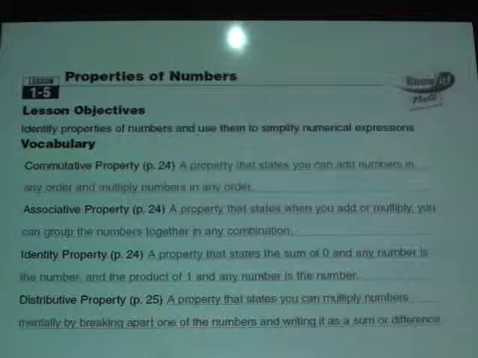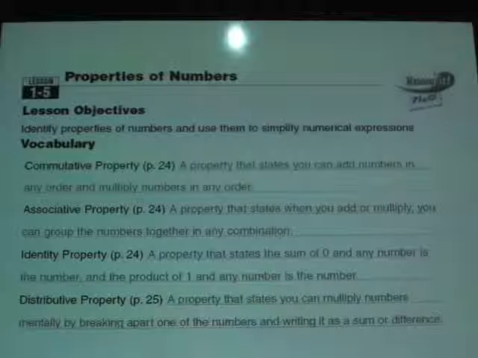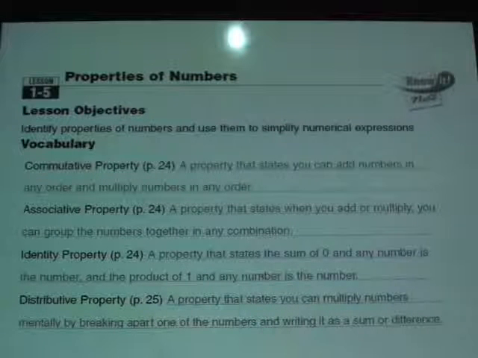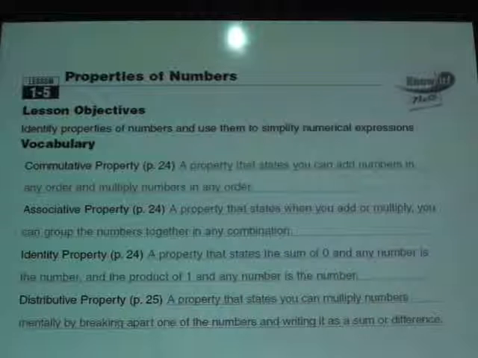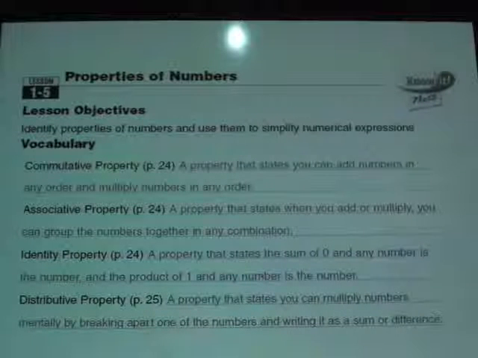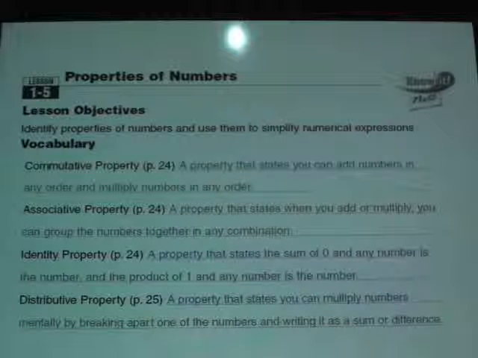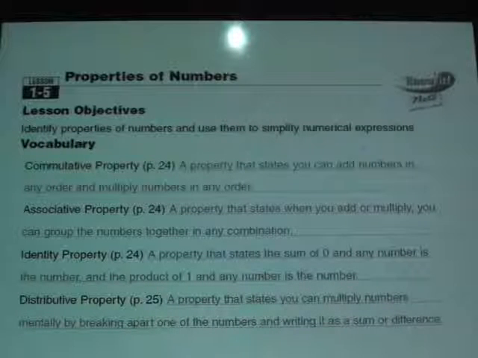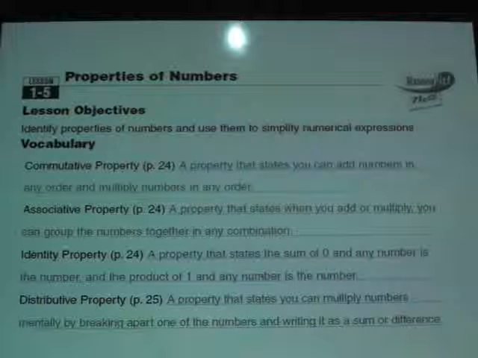The identity property is a property that states the sum of 0 and any number is the number, and the product of 1 and any number is the number. So the identity property is talking about what doesn't change a problem. What doesn't have any effect on the numbers in a problem. And indeed, adding 0 to a number or multiplying a number by 1, yes, while it is an actual numerical type problem, it doesn't change what you have to start with. 3 plus 0 is still 3. 7 times 1 is still 7. Yes, it's something to compute, but the answer is ultimately the same as what you started with.